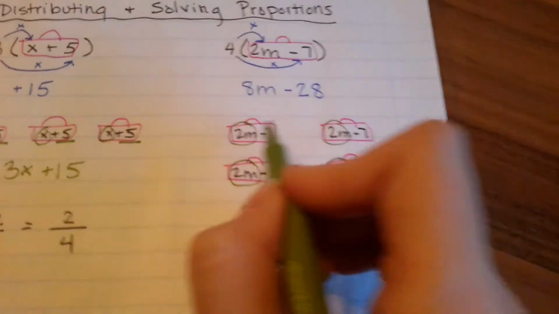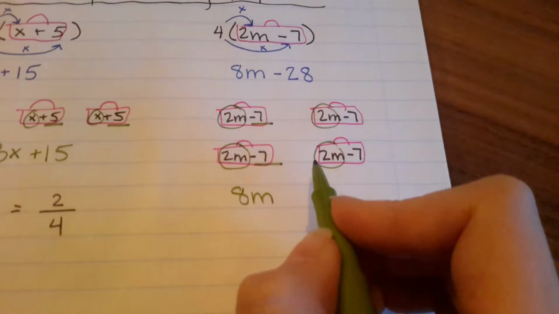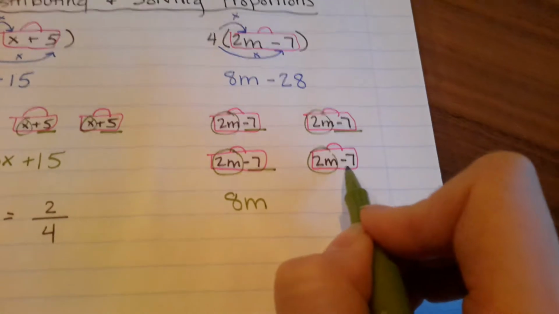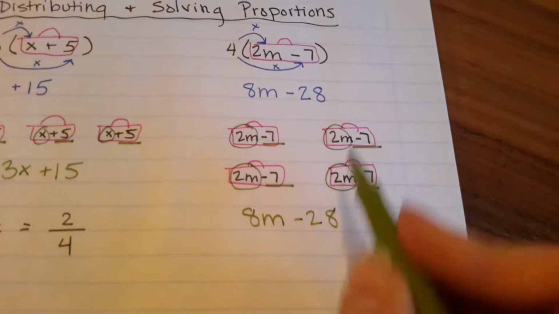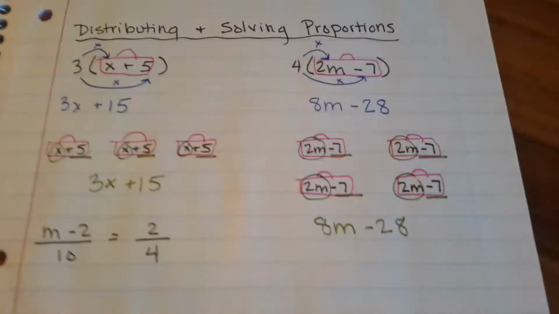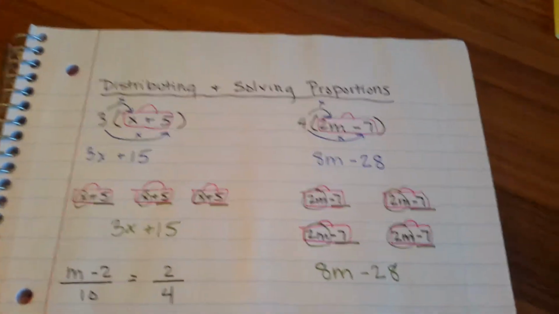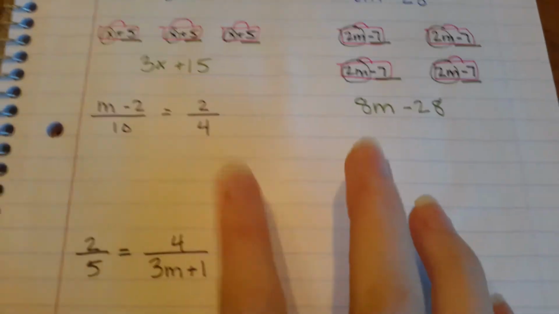And we can combine all of our 7's. Negative 7 plus negative 7 is negative 14, negative 21, negative 28. And again, you see we get the same answer. So that's a quick review of distributive property. And now let's look at problems where we use distributive property to solve a proportion.